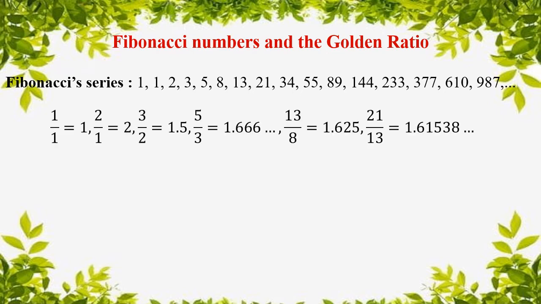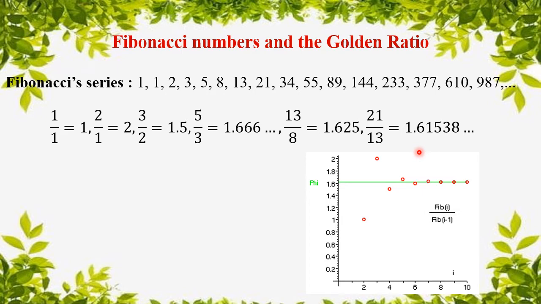Like the second number in the series is 1. The first number is 1. 1 divided by 1 equals 1. The third number is 2. The second number is 1. 2 divided by 1 equals 2. The fourth number is 3. The third number is 2. So 3 divided by 2 equals 1.5. Like this it goes on. The important thing we are noticing here is that after the fourth ratio, all the numbers seem similar.